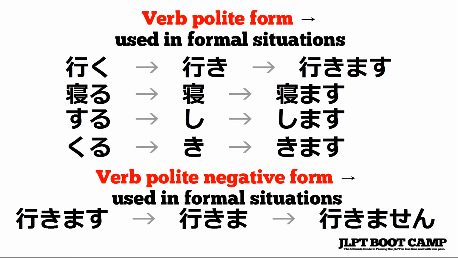And then for formal situations, you have to use the polite form, which again you have to do a little bit of changing with type 1s. You have to change the last kana into the i sound. And for type 2s, you just cut off the ru and add mas. Suru, kuru becomes shimasu and kimasu. And to make the negative form, all you got to do is change su to sen.